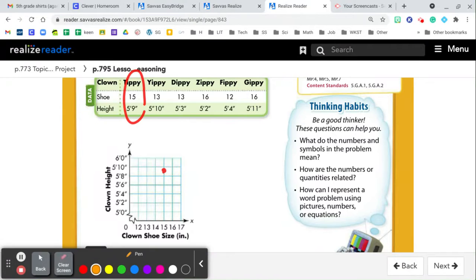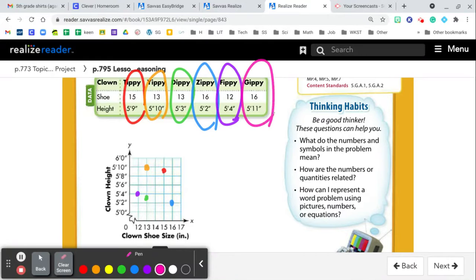Yippee is going to be at 13 and 5 foot 10. Dippy is going to be at 13 and 5 foot 3. Zippy is going to be at 16 and 5 foot 2. Fippy is going to be at 12, 5 foot 4. And Yippy is going to be at 16, 5 foot 11.